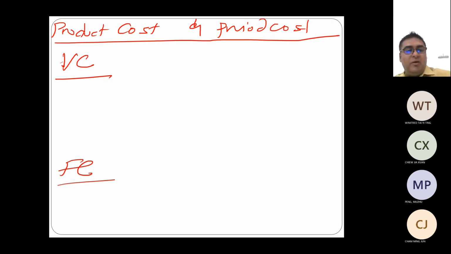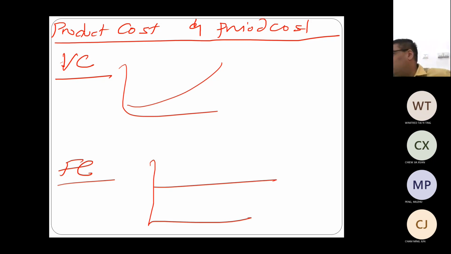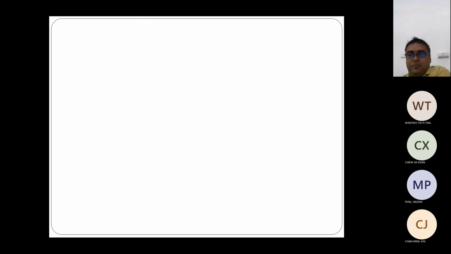So when you look into the graph of variable cost, it looks like this, yes or no? And when you look into the graph of fixed costs, it looks like this. Irrespective of the level of activity, the cost remains constant. Are you with me? Okay, very good. So I move on further. Next one.